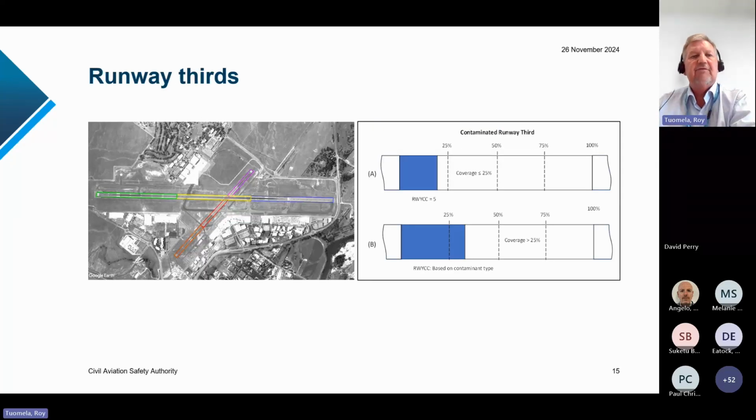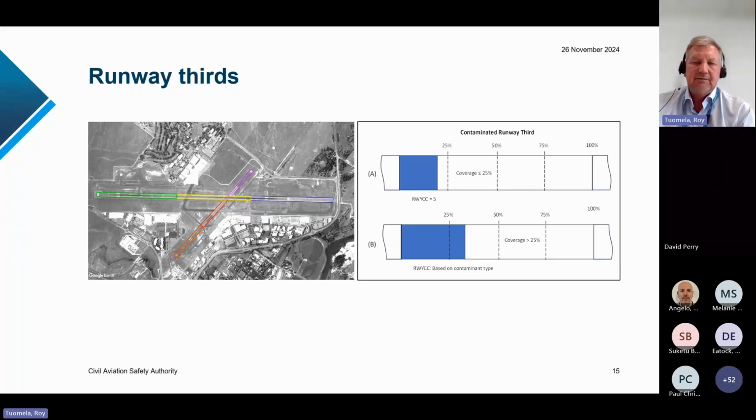So again, this is from the multi-part advisory circular. This is a runway that's divided into thirds. The main reason this diagram's in there is to explain how you work out whether a third of a runway needs to be reported. There are no data quality requirements. We don't expect in Australia for this to be an exact science, but greater than 25% of a runway third that's contaminated needs to be reported. So that's more than 25% of a runway third that has standing water on it, if I use standing water as a common example.